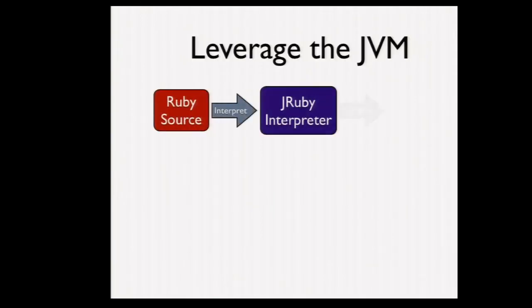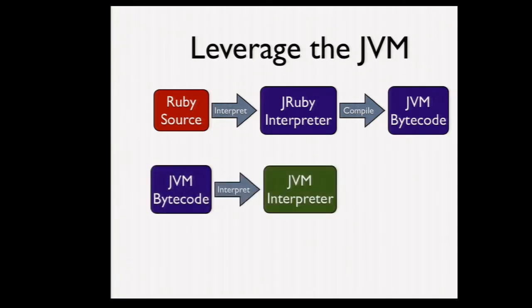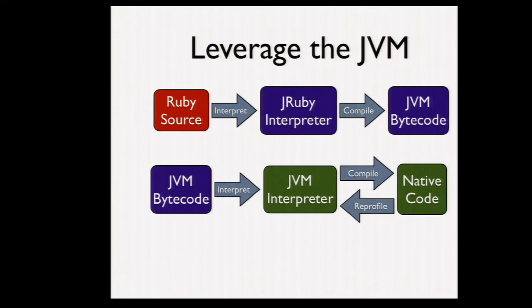So how do we get this out of the JVM? Well, we turn Ruby source into our AST. We eventually compile that into JVM bytecode. The JVM will take that, run it through its interpreter, and eventually turn it into native code. And then this process can kind of cycle. It'll actually improve the native code over time.